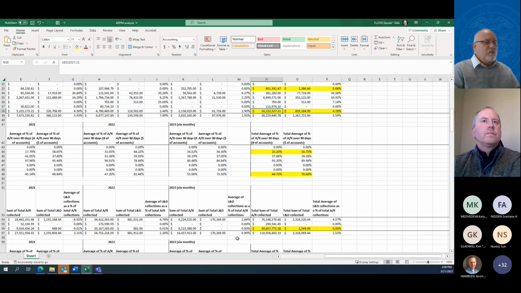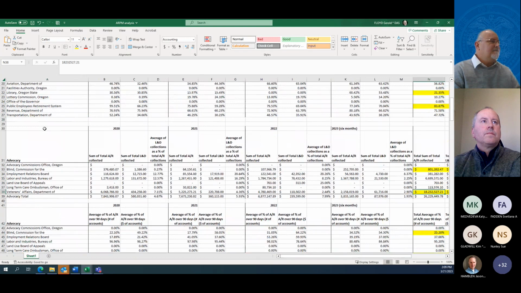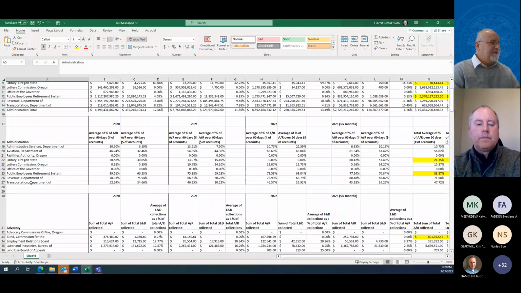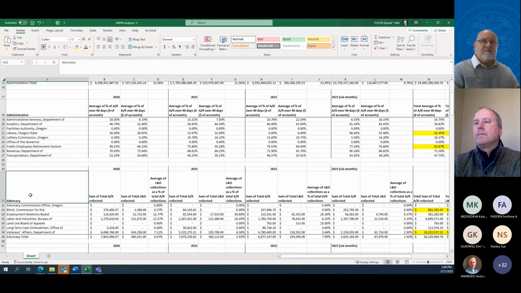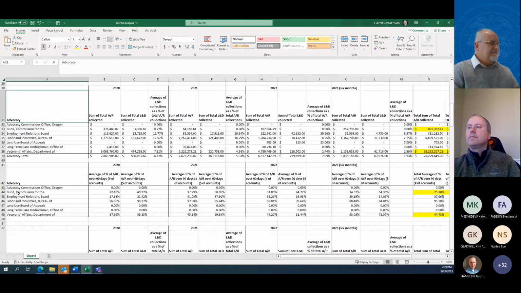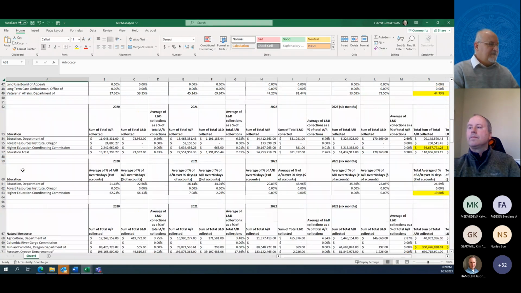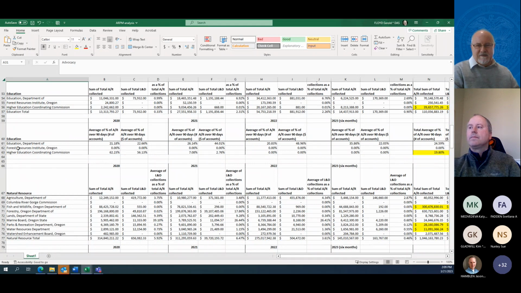So here again, we're looking at these as peer groups. When we first were looking at it, we designated administration, advocacy. It's really agencies that are not as much regulatory, but more there to assist a certain demographic of the population. Education, very small group there. This does not include universities. Universities are not subject to ARPM reporting, so that's not included under education.